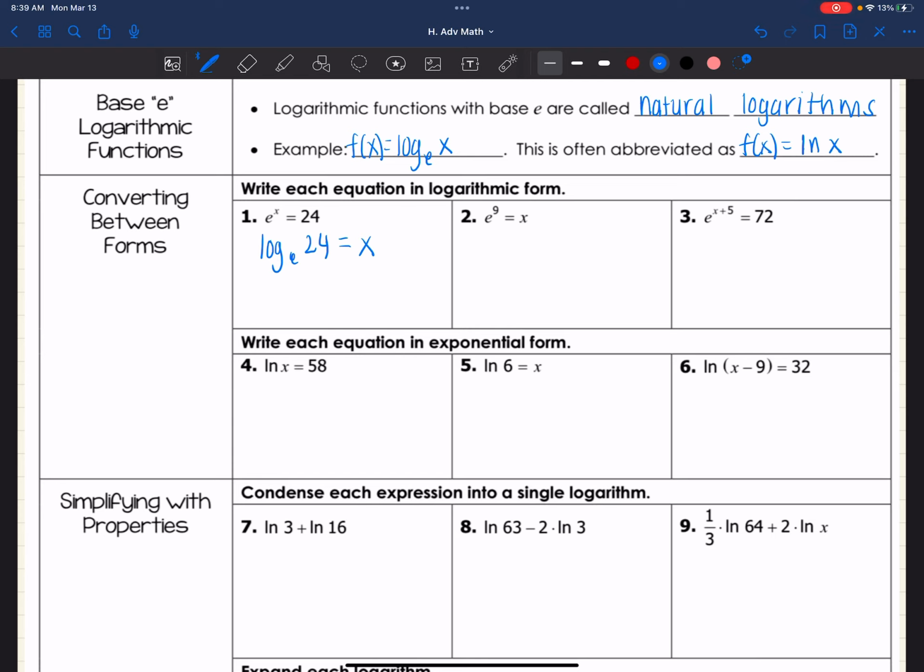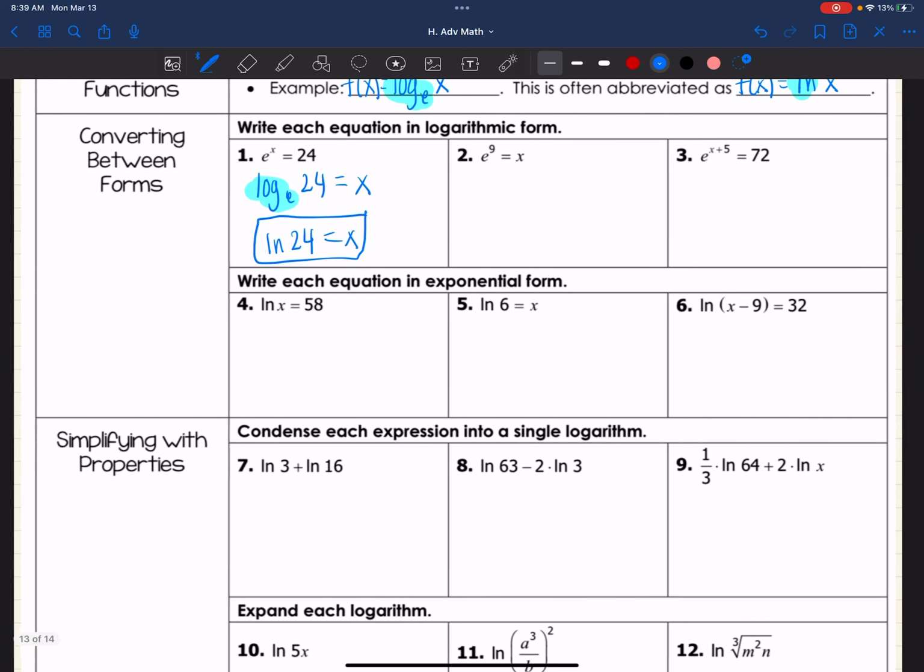Rather than writing log base e, we can substitute it with just the natural log. So here, this would just be the natural log of 24 is equal to x. And I have converted this into logarithmic form. Okay. I have faith that you guys can do the rest of those.